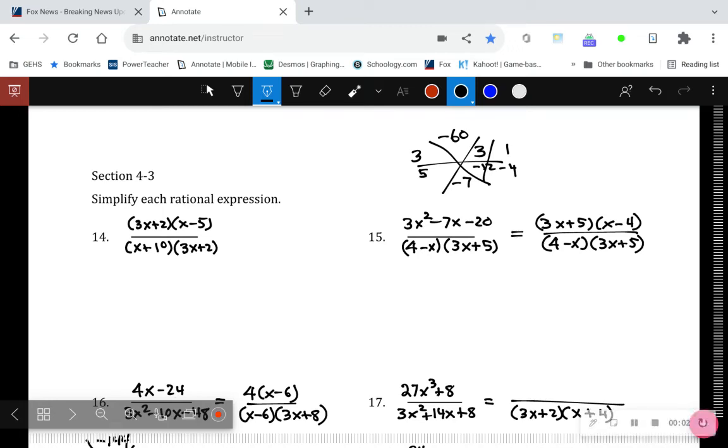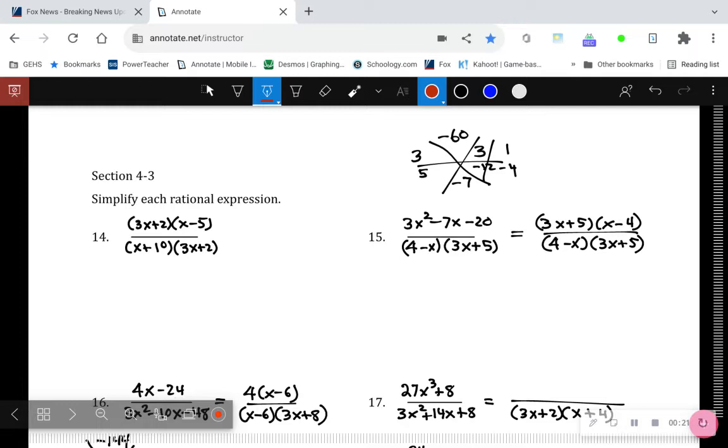Okay, welcome back to page 4 of the review for Algebra 2, Chapter 4. And this covers Section 4.3, that material. So what you want to do on these problems is factor them and cancel the common factors.